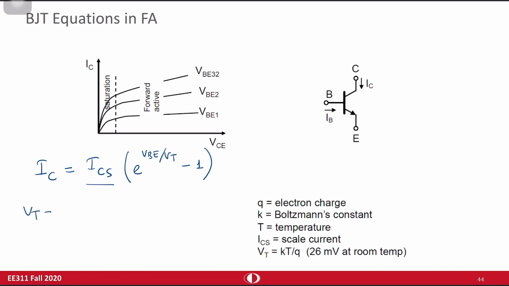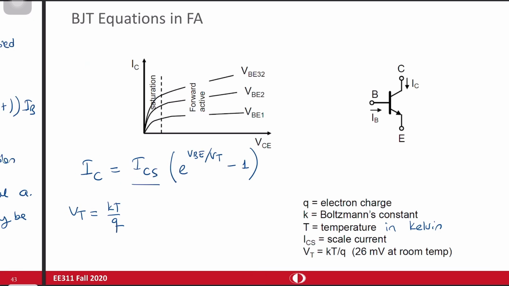VT is KT over Q. In here, K is Boltzmann constant, T is temperature in Kelvin, Q is electron charge. So if you know VBE and operating temperature, of course you can write the collector current with this expression as well. But you know, we rarely use this thing.